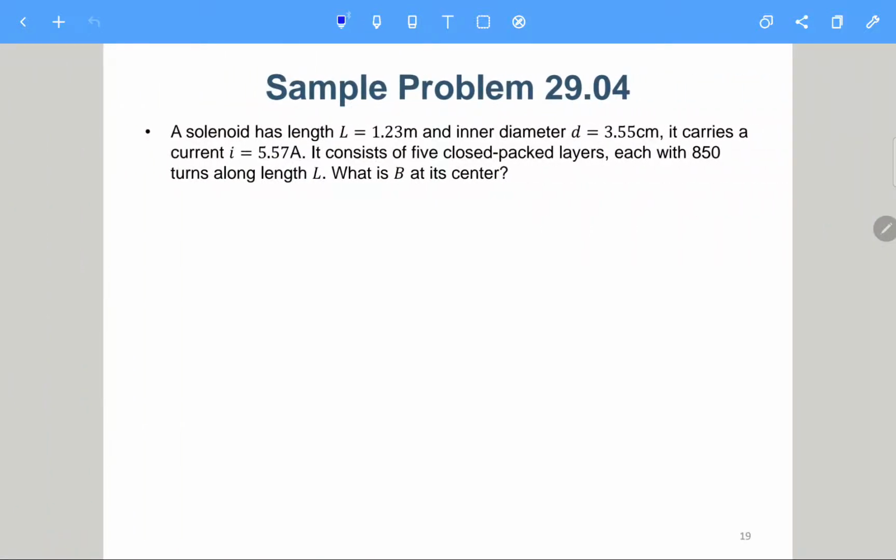Okay, so we have a sample problem. A solenoid has a length L and inner diameter D. It carries a current I. It consists of 5 close-packed layers, each with 850 turns along the length L. What is B at its center?